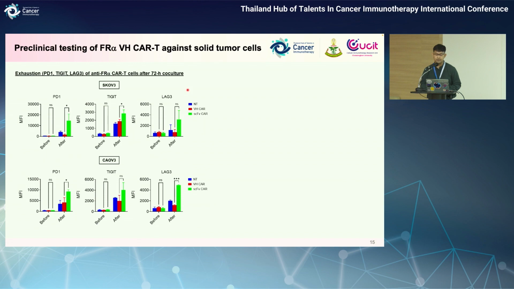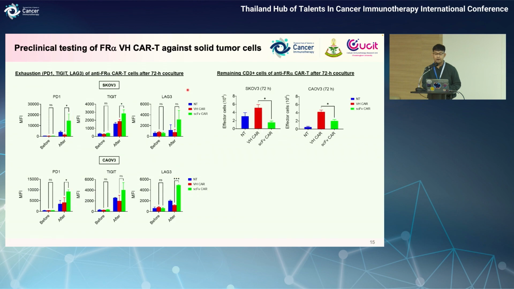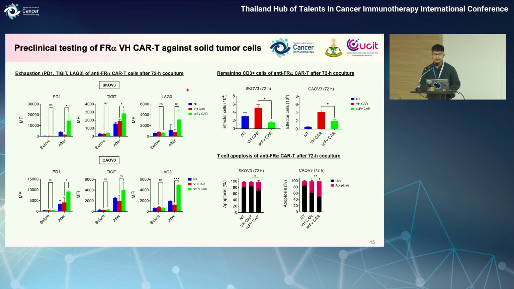Interestingly, after co-culture with SKOV3 and CAOV3 cells, VH CAR T cells have a lower level of exhaustion markers, including PD-1, TIGIT, and LAG-3, compared to scFv CAR T products. Moreover, VH CAR shows more proliferating cells. CD3 positive cells were gated for annexin V staining for apoptosis analysis, which shows that VH CAR products have fewer apoptotic cells versus scFv CAR.